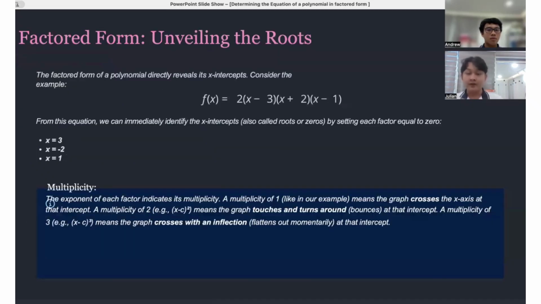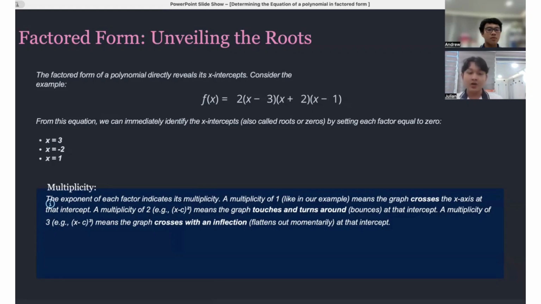The factored form is really powerful and important because it reveals the x-intercepts immediately. For example, we can see the polynomial function f of x equals 2 times x minus 3 times x plus 2 times x minus 1. In this case, we instantly know the roots: 3, negative 2, and 1. From this equation, we can also know about the multiplicity.